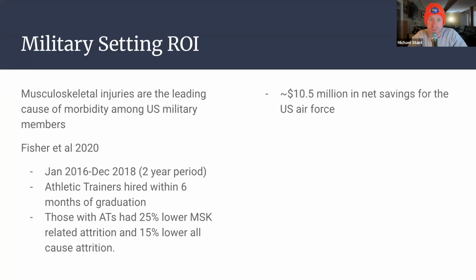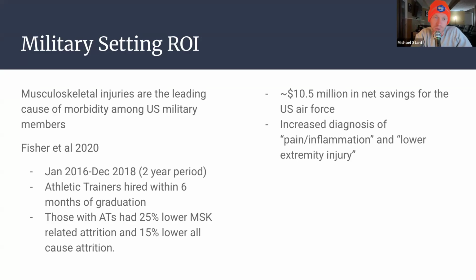And attrition's huge because over a 2 year period it's about 10.5 million in net savings for the US Air Force. The reason why that's big is when someone enters basic training, they have to pay someone to go to basic training. And the estimated number is about 30,000 every time someone drops out of basic training. So it doesn't take stopping that many people from dropping out to kind of rack up the money.